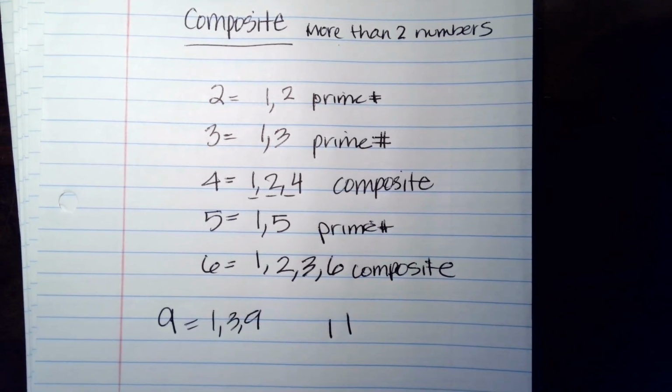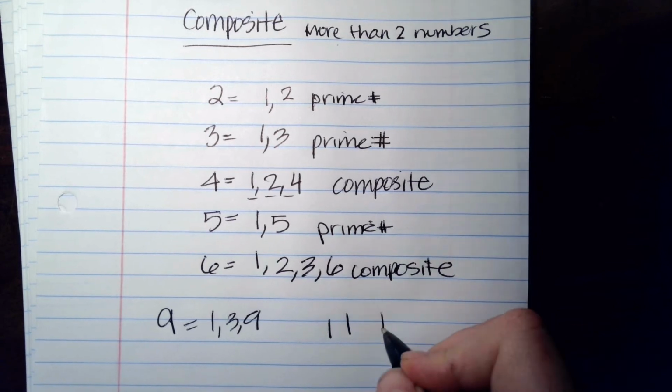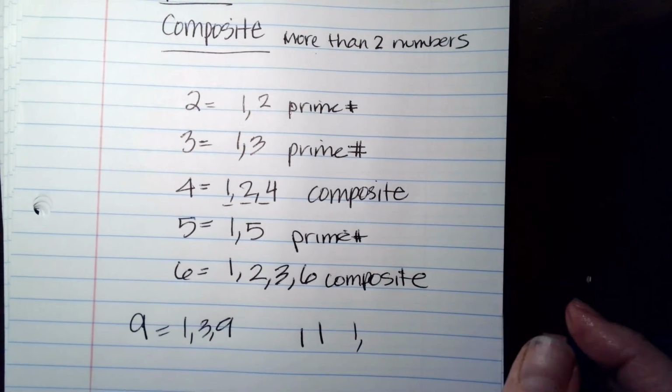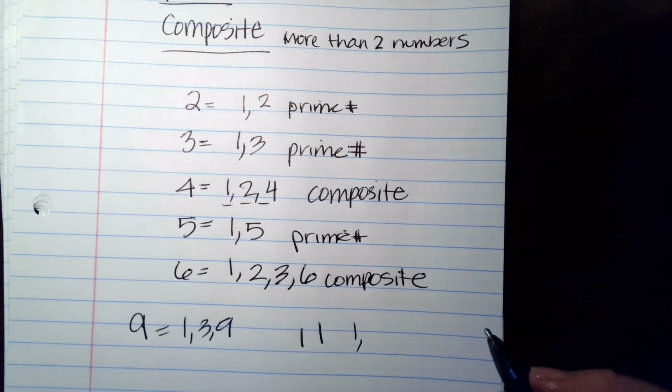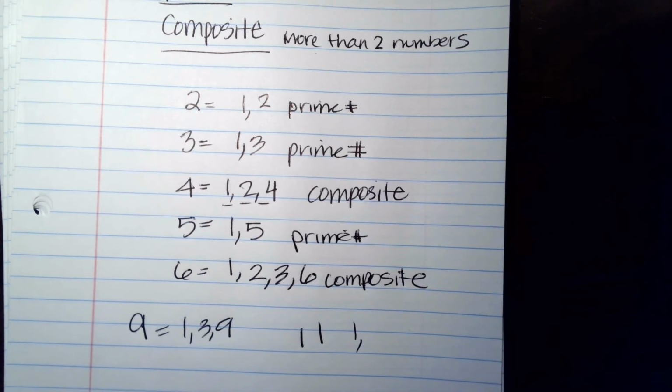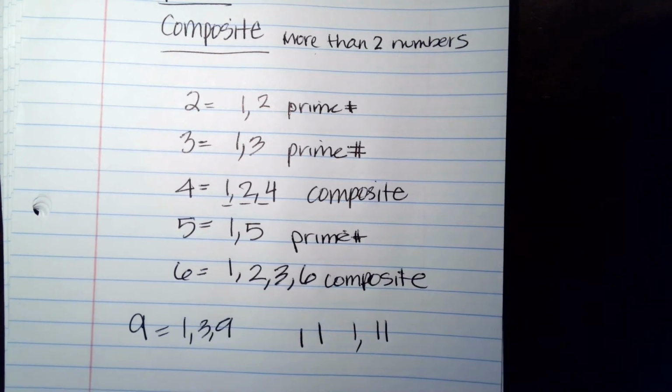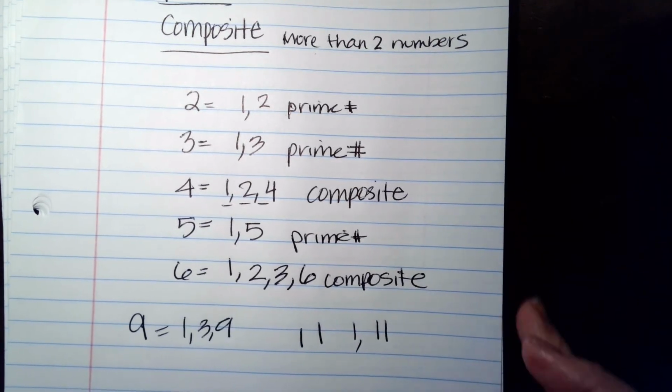So all we have to do is say, does 1 go into it? Does 2 go into it? 2 times something equals 11? No. 3 times something equals 11? No. 4 times something equals 11? No. 5 times something equals 11? No. And then we only have to go to the halfway point. So we're going to say, does 6 go into it? No. Now we close it off with 11. Does that make sense to you guys?